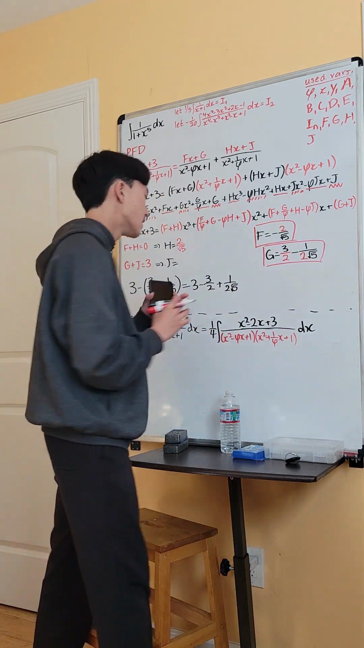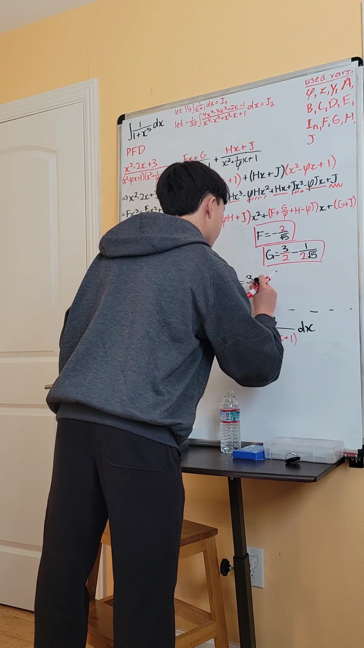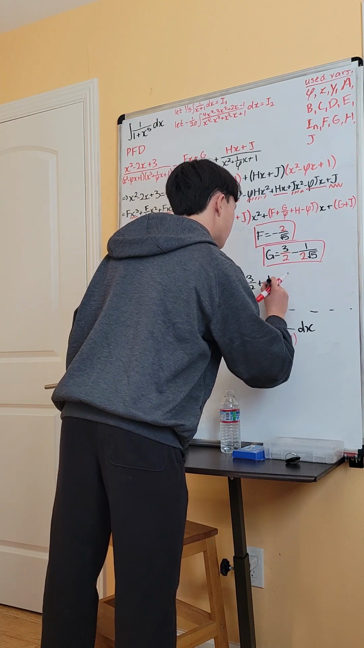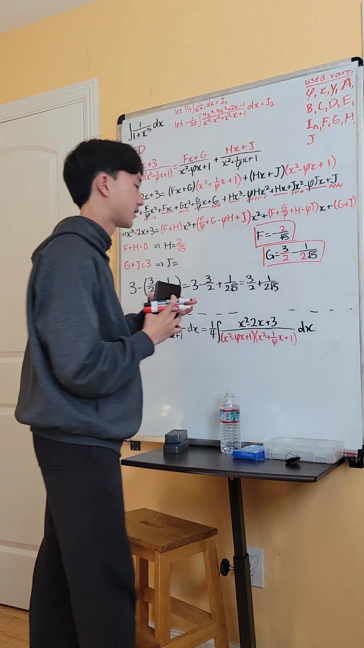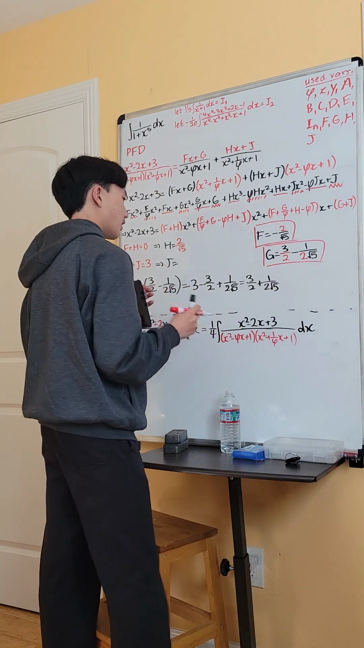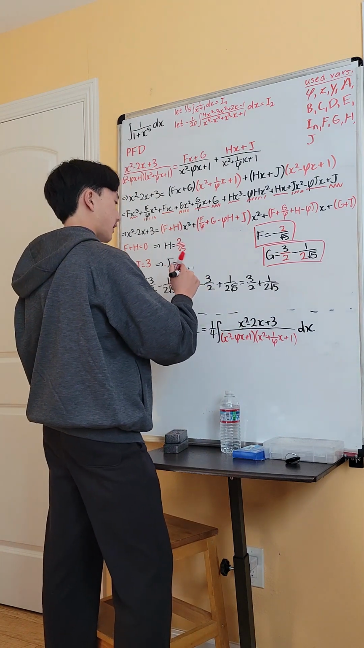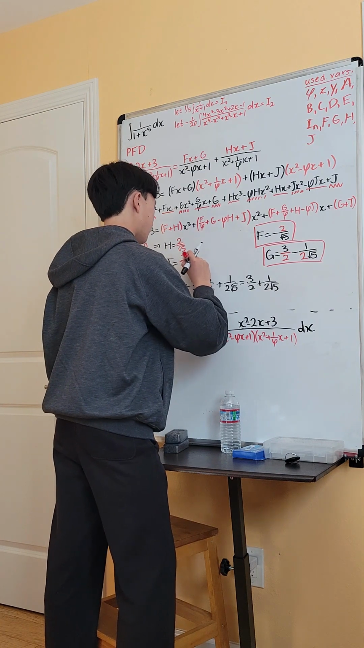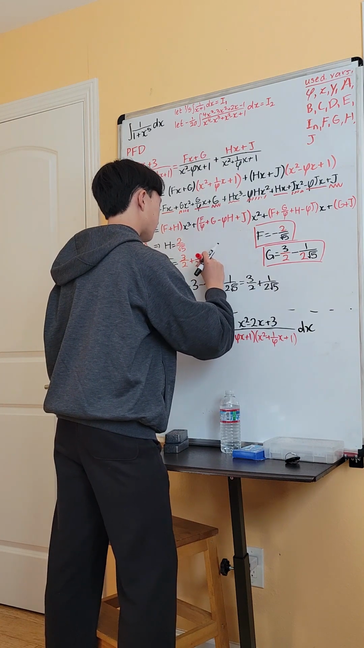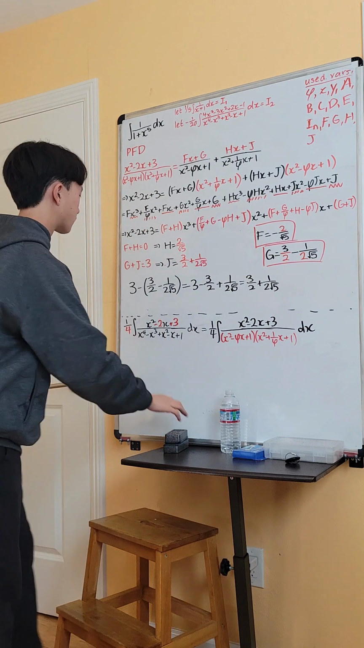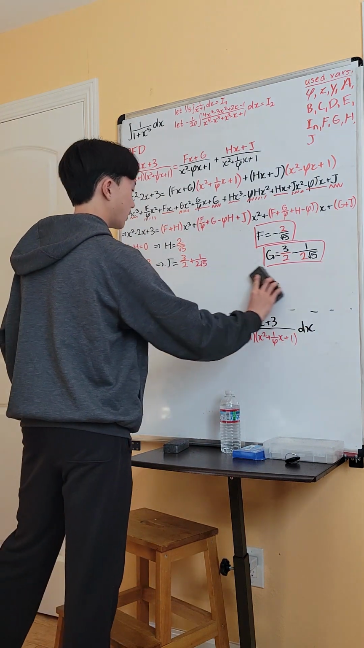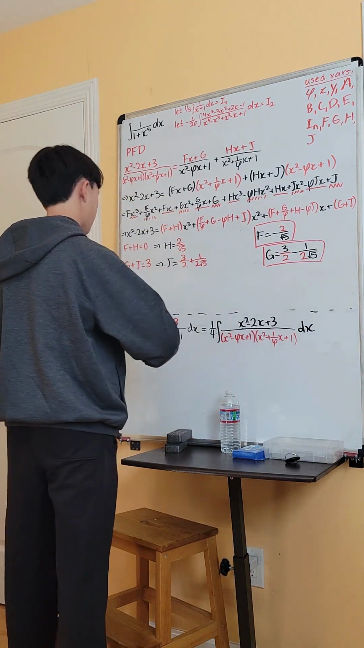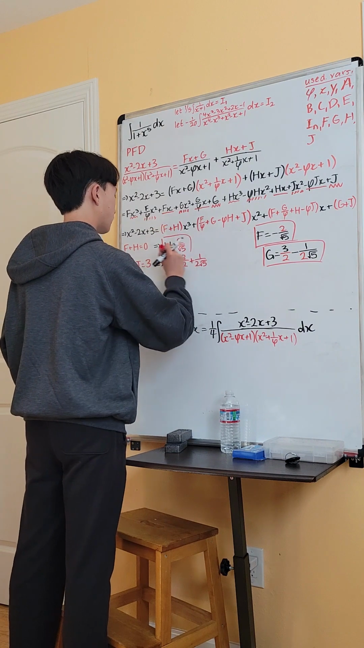3 minus 3 over 2 is just 3 over 2 again, plus 1 over 2 root 5. So this is essentially just the conjugate of this. Okay, so here we got 3 halves, but plus 1 over 2 root 5. Right, so that is it for these two.